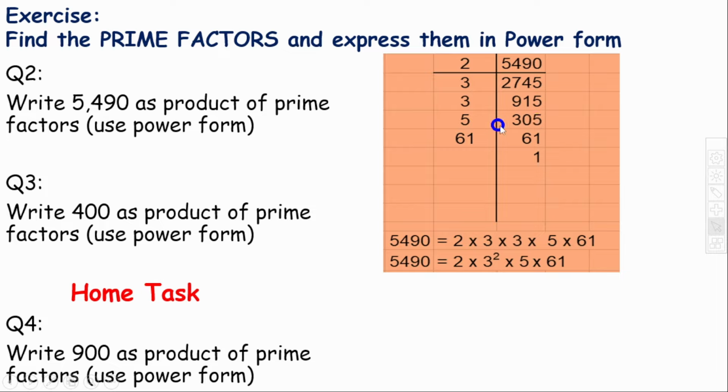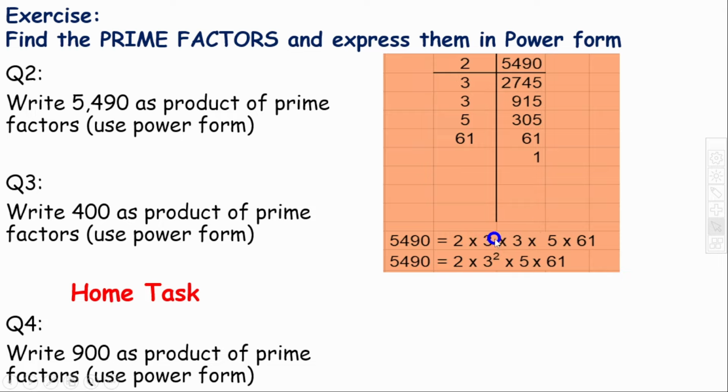So 5 in 5 is 1. So we write 1 here. Is there any number we can use to divide 61 without the remainder? None, except 61 itself. 61 is a prime number. 61 in 61 is what? 1. That's the end of the division. So our product of prime numbers becomes 5490 is equal to 2 times 2 times 3 times 3 times 5 times 61. That's how we got it.